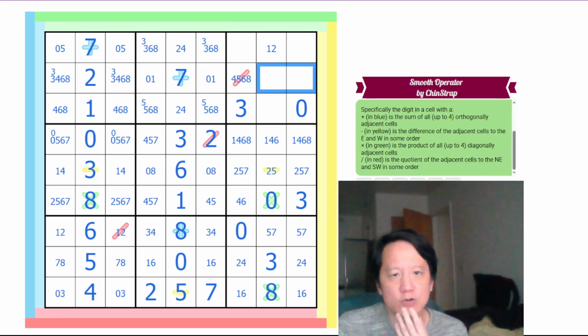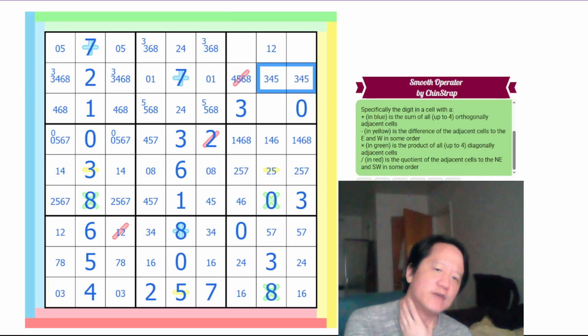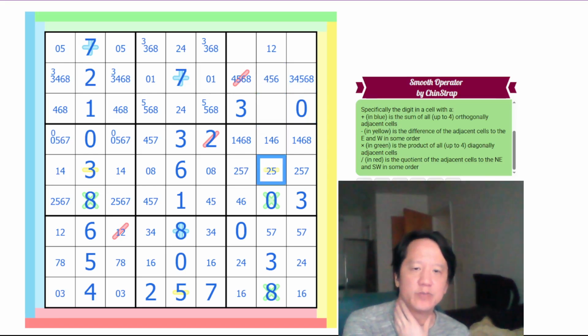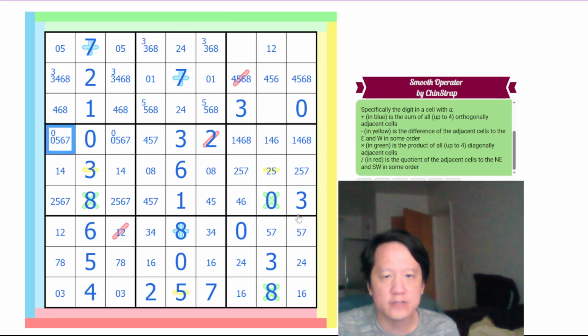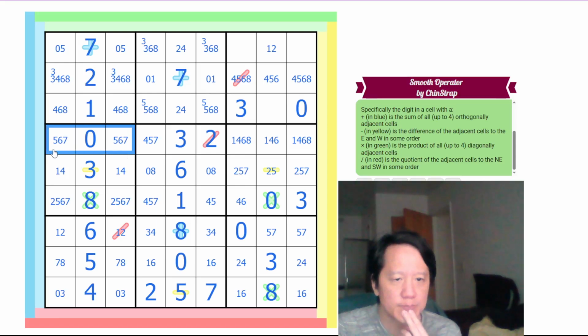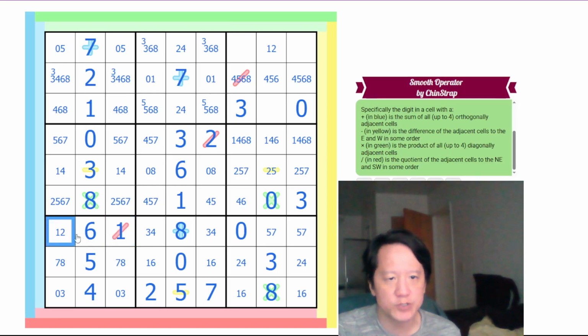Remaining digits of row 2. We have 3, 4, 5, 6, and 8. No 3 or 8 here and no 3 here because of 3 in the box. Okay. 0 eliminates 0 here and 0 here. Five divided by 2 does not give us a digit, so this must be 1, which makes that 2.